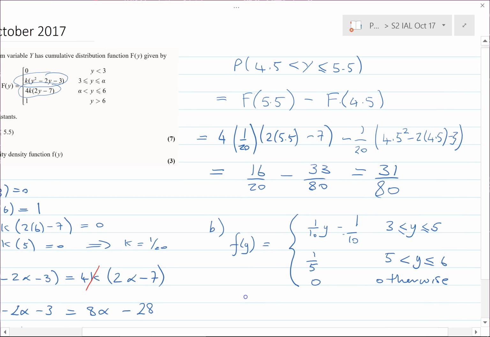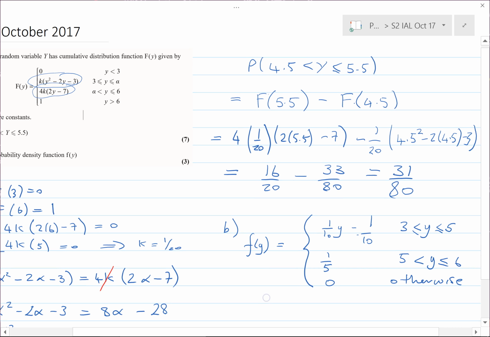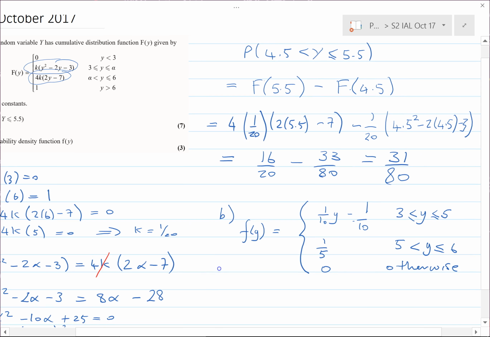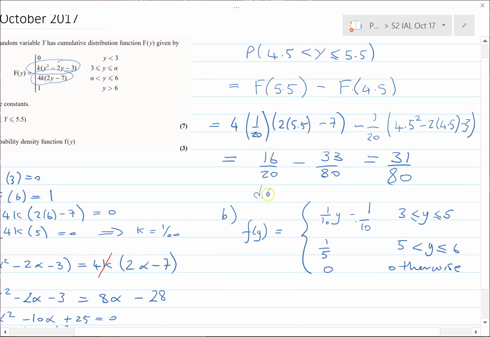Okay, so then part B, really nice easy marks. We now know k and alpha, so we just have to differentiate the CDF to work out the PDF. So differentiate is what we need to do to work out the PDF.